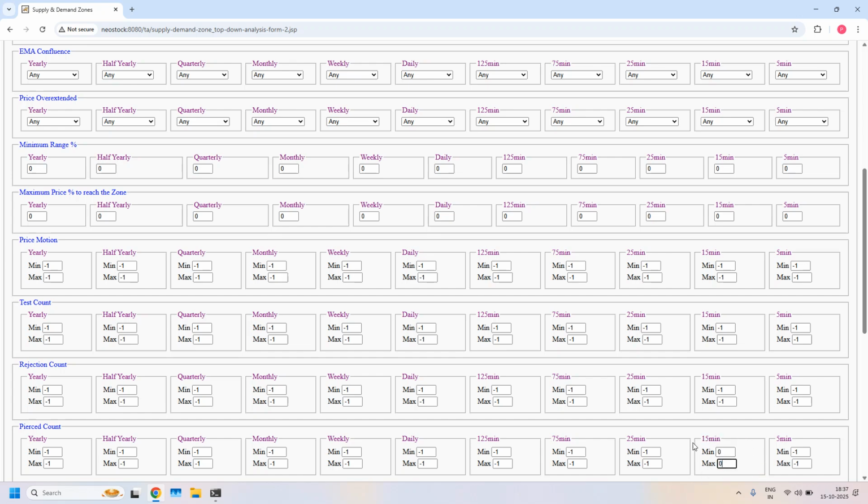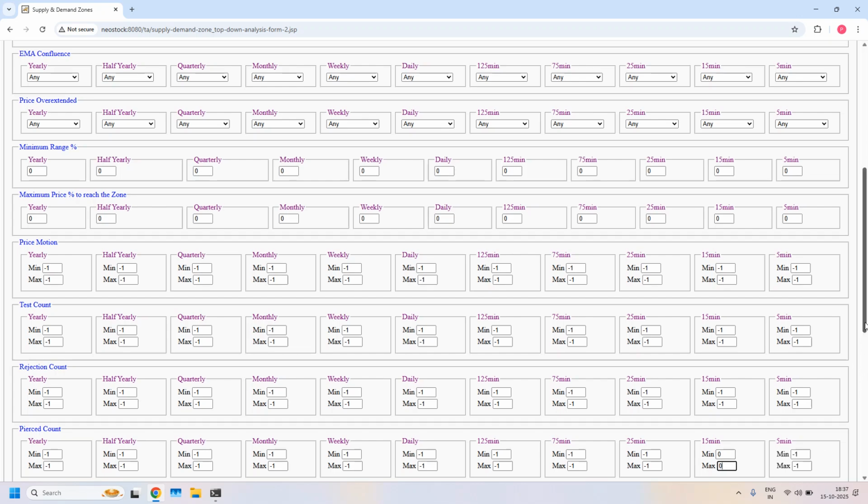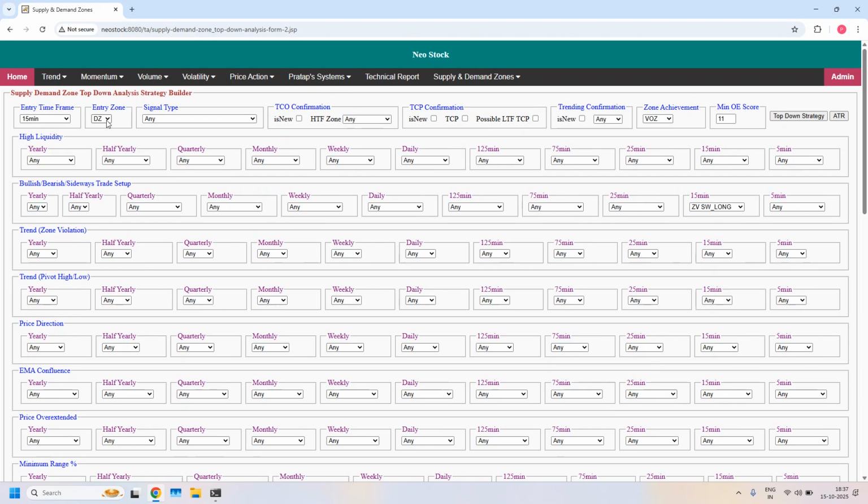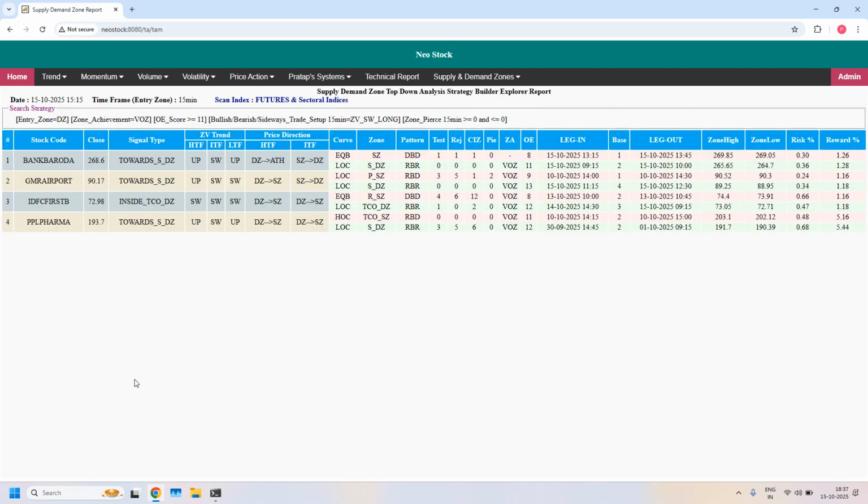That means pierced count is 0. Pierced count 0 means zone is not pierced, whichever the zone you select here. So that means here 15 minutes demand zone should not be pierced because our entry time frame zone is 15 minutes demand zone. So we got 4 stocks. So all these 4 15 minutes demand zones are supporting sideways long trade setup for daily income trade. You can plan trades in these 15 minutes demand zones only if lesson 30.3 video checklist items are satisfied. Otherwise, higher chances of zone violation.